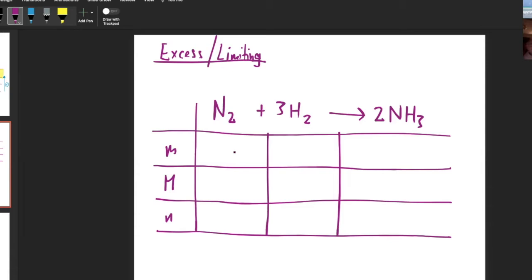I got 28.02. 14.01 doubled, right? Yeah, that's 28.02. And then NH3, 17.04. Okay, so all of this stuff here is the stuff that you should do first because it's easy: balancing it and putting all this stuff out.